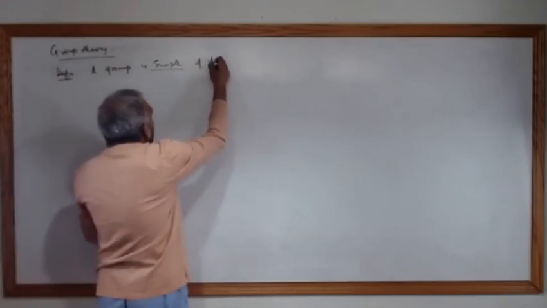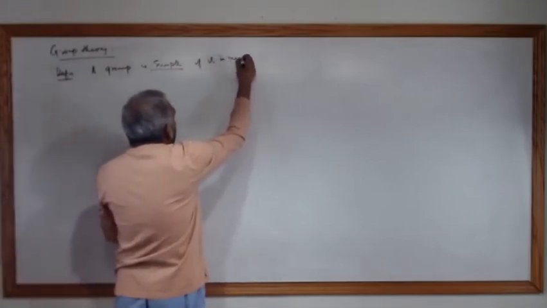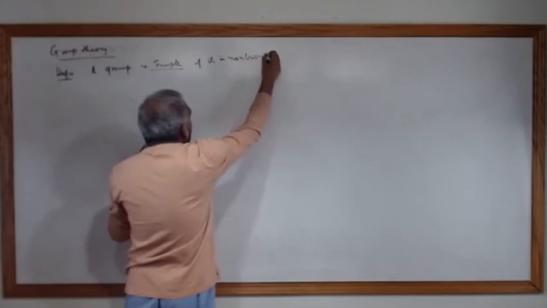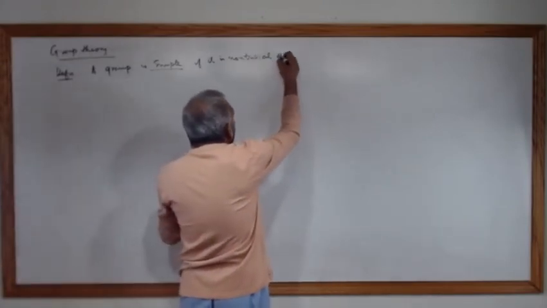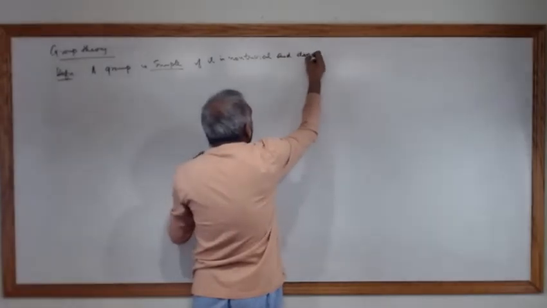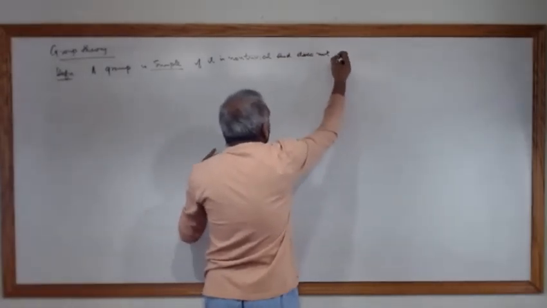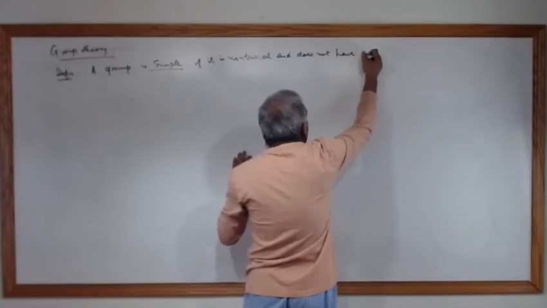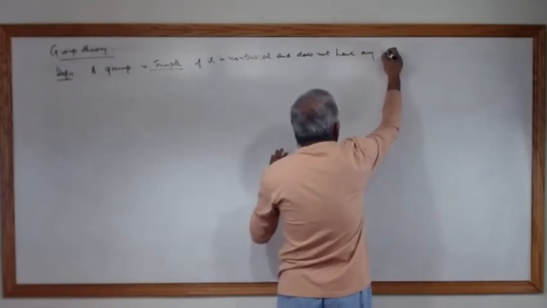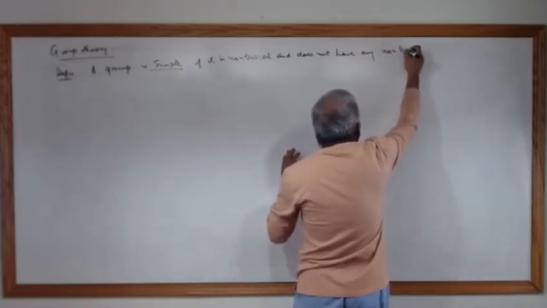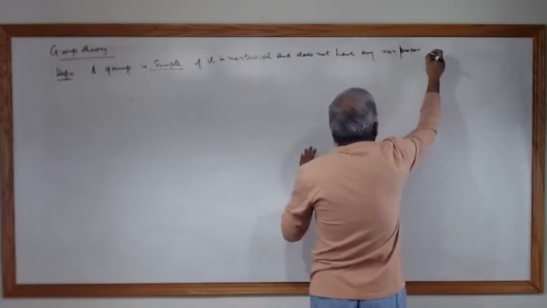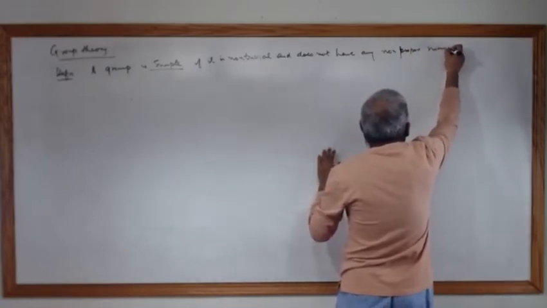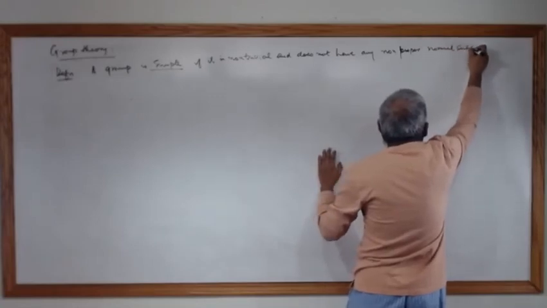if it is non-trivial, meaning it has more than one element, and does not have any non-trivial or non-proper normal subgroups.